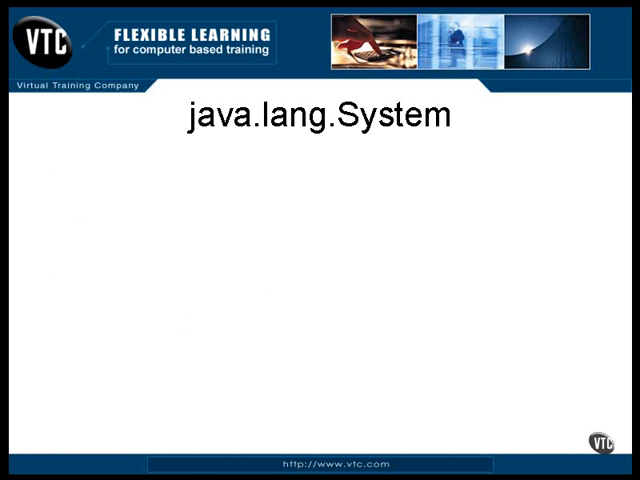The most commonly used items in this class are the standard input and standard output and the exit methods. Probably the second most important are the methods that provide access to the properties. This gives you access to the environment in which the program is running.